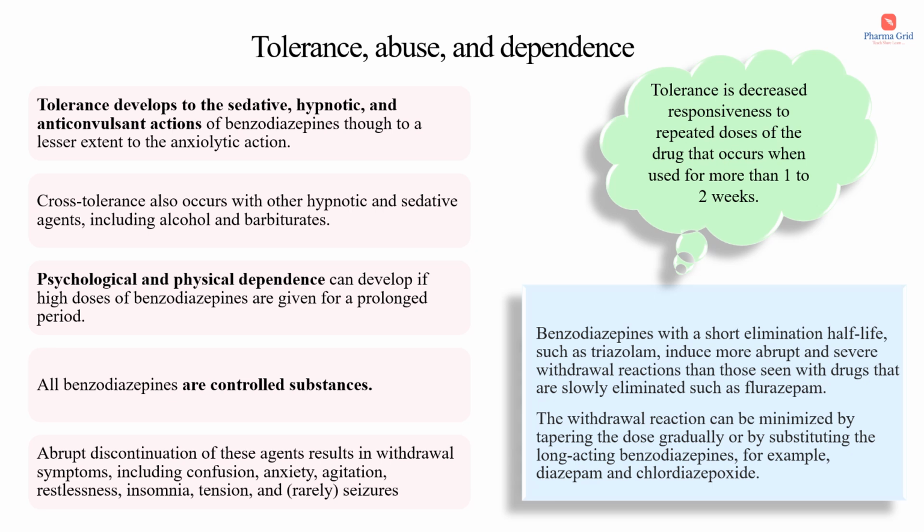And this tolerance develops mainly to the sedative, hypnotic and anticonvulsant actions of the benzodiazepines and to a lesser extent to the anxiolytic action. Then cross tolerance also occurs with other hypnotic and sedative agents including alcohol and barbiturates. Then psychological and physical dependence can develop if high doses of benzodiazepines are given for a prolonged period. All benzodiazepines are controlled substances.